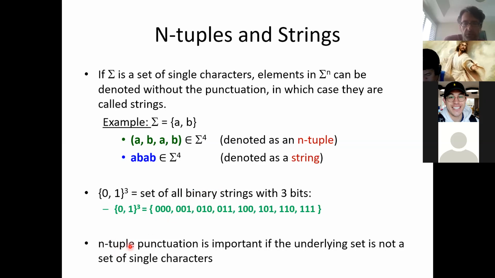So you don't use punctuation if these are single characters, right? If sigma includes strings by itself, then perhaps, okay, this would be an ambiguous notation.